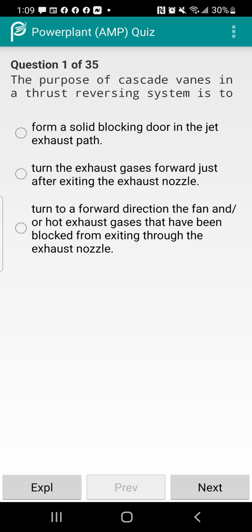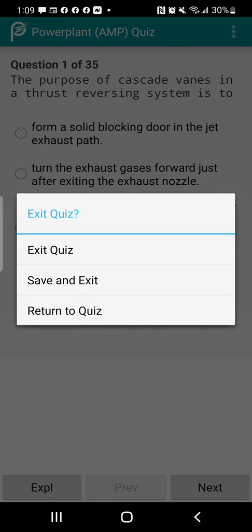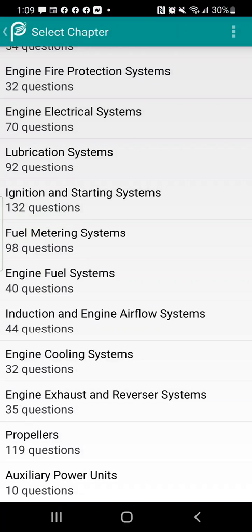So here we go. We are going to go into engine, exhaust, and reverse systems.